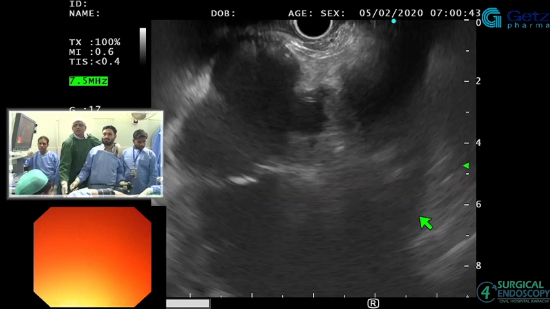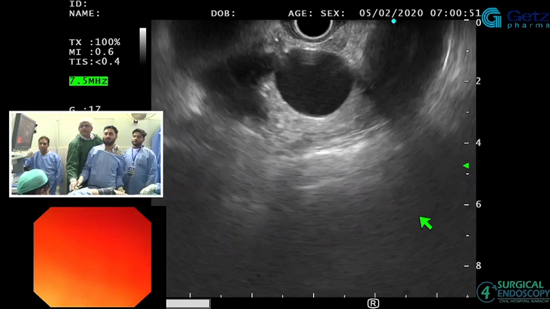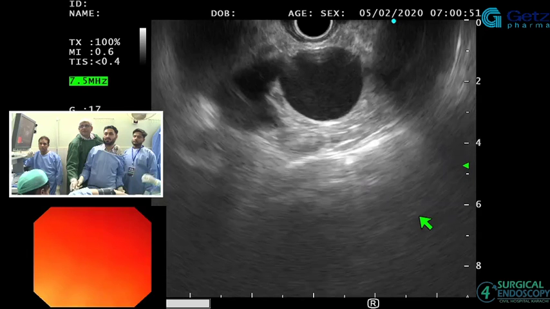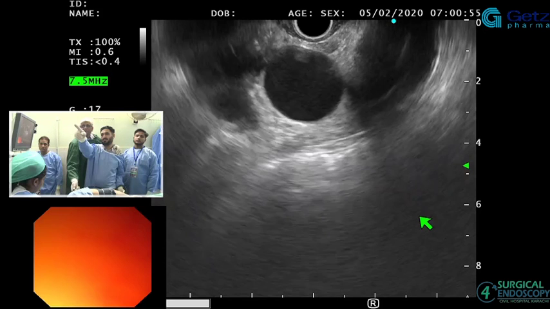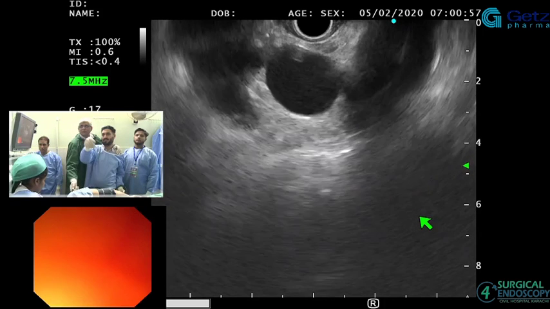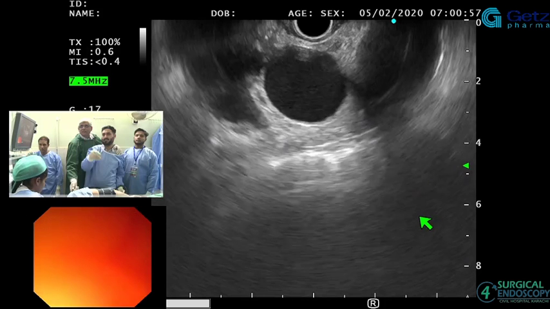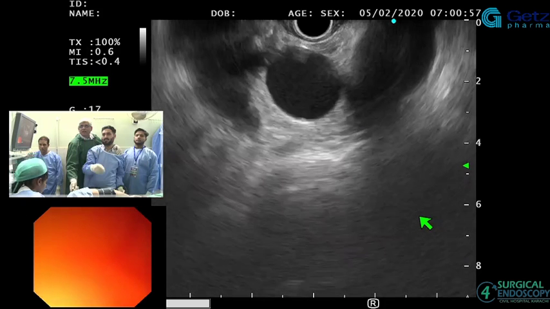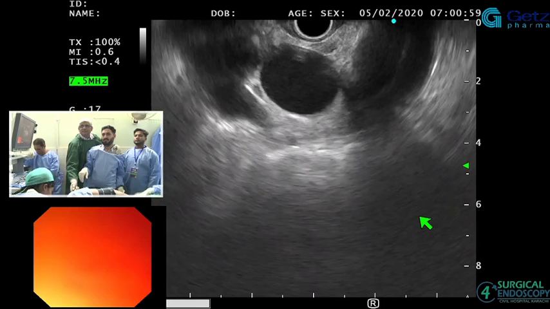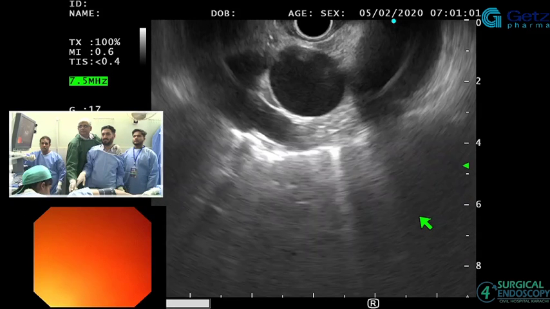tip up, yeah. So we've got the aortic arch. In fact, you've got the AP window there. Can you see that? Pulmonary artery on the left, aorta on the right. Okay. Take air out and take the scope out.